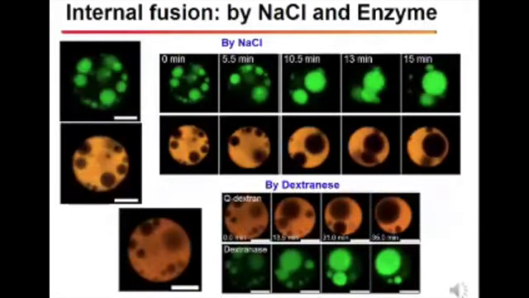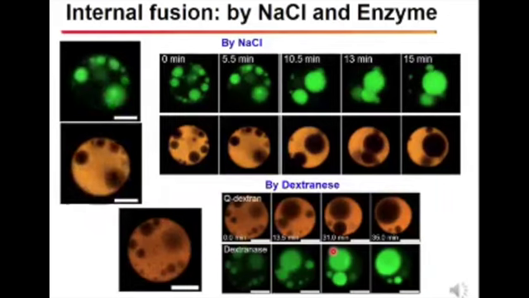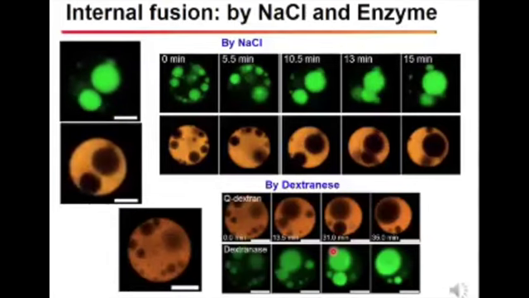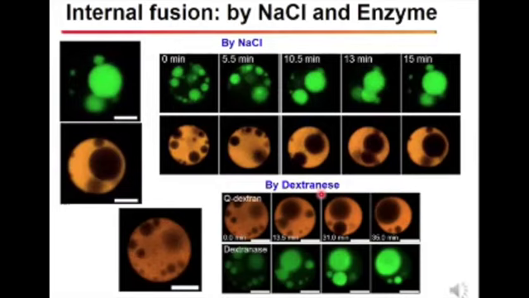Sodium chloride or enzyme outside. The sodium chloride will degrade the surrounding phase because it can screen the electrostatic interaction between DNA and dextran. When the surrounding phase is dissociated, it causes the internal fusion of the subcompartment, as you can see from here. The same thing happens when you put dextranase in. It degrades dextran, and the surrounding phase has been shrunk, degraded. It pushes the internal subphase to fuse.